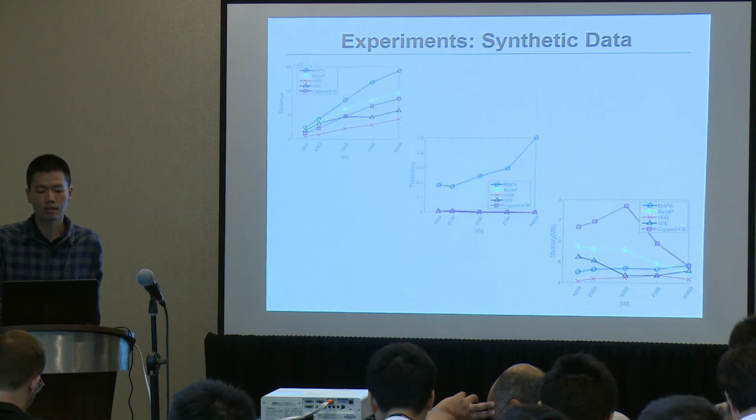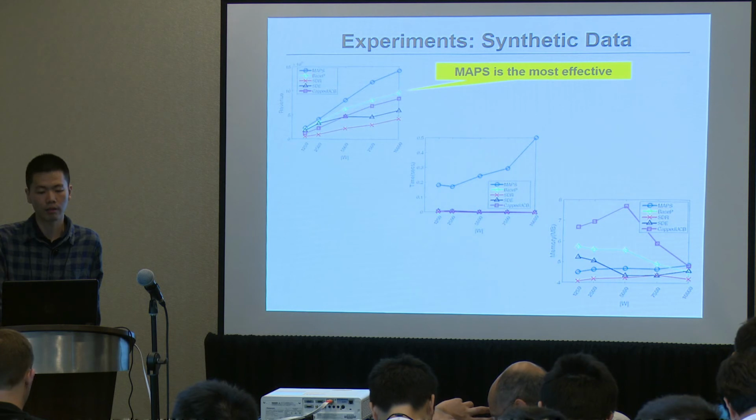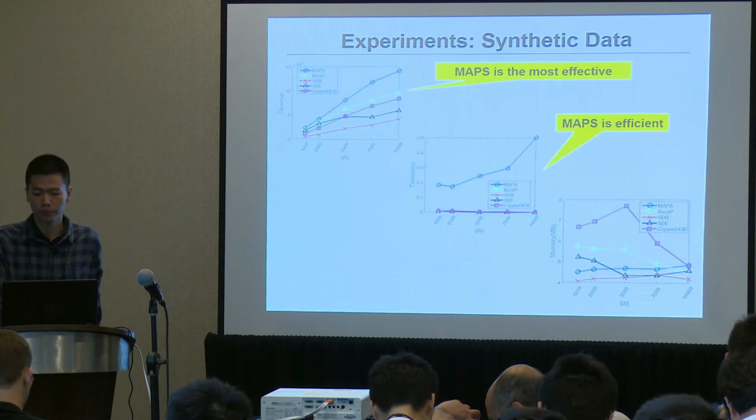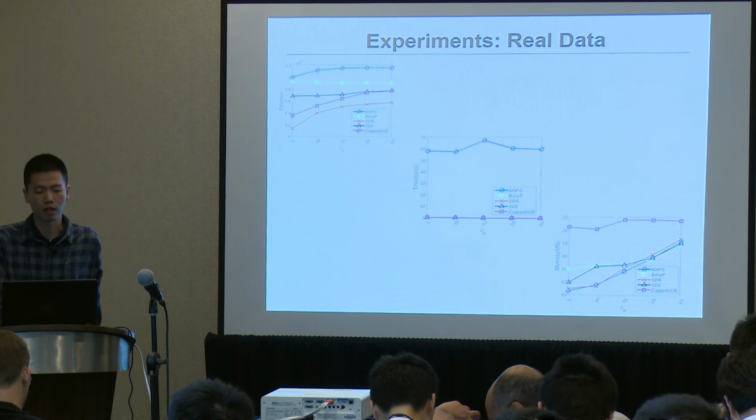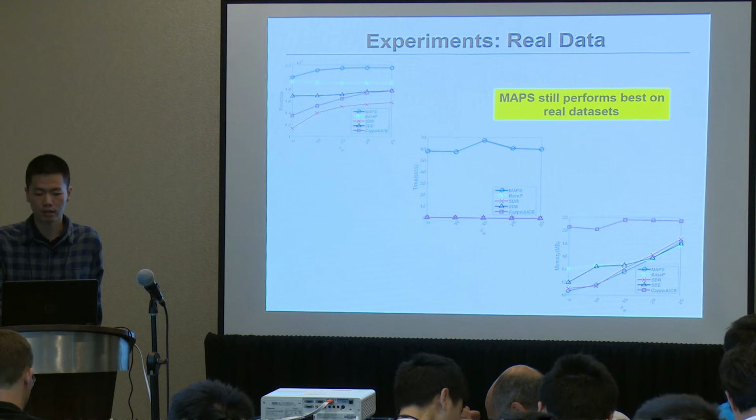Here are the results on synthetic data. We can see MAPS achieves the largest revenue. MAPS is the most effective one. MAPS is also efficient. And here are the results on the real data. MAPS still performs best on real data sets.